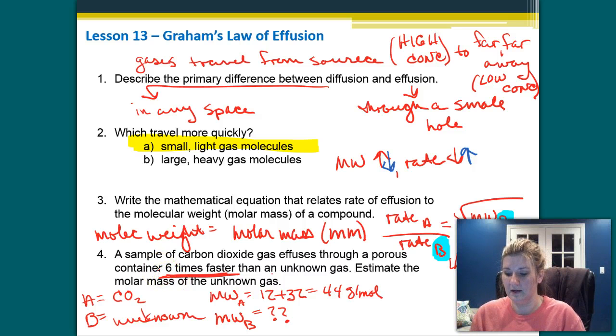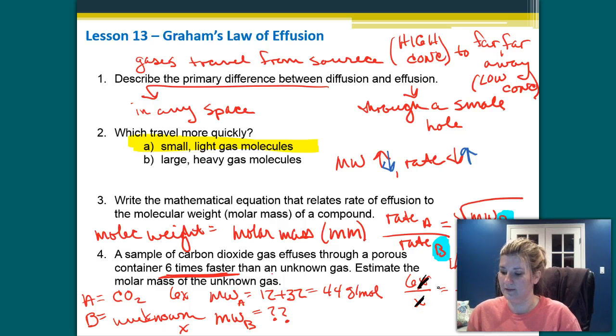But we know the rate of A to B, CO2 to the unknown, is 6 times whatever this is. So it's 6x over x. We're just going to assume x is 1, or we could use 6x and x and it cancels. So let's go ahead and do that. 6x over x equals the square root of B divided by the square root of 44. On the left-hand side, the x's cancel.